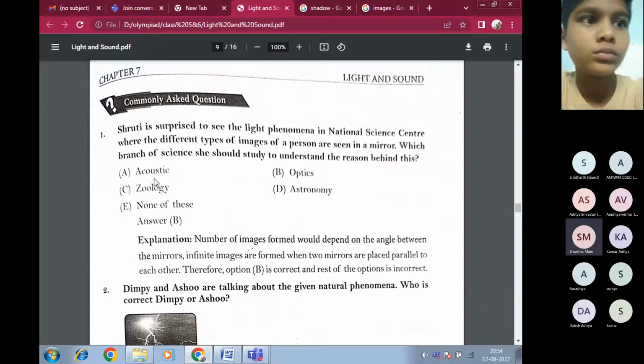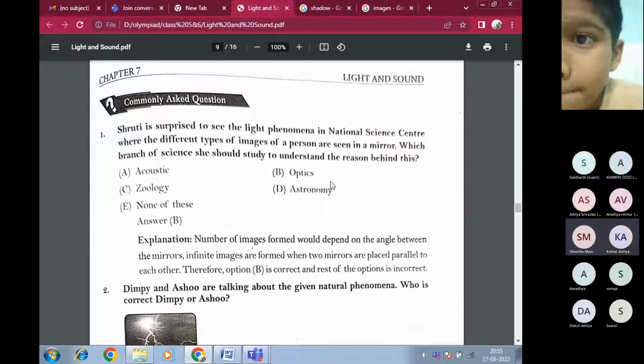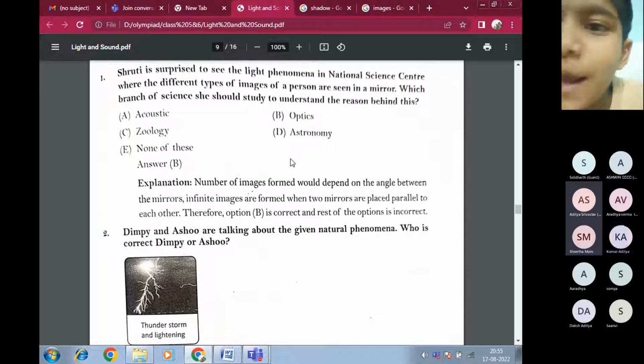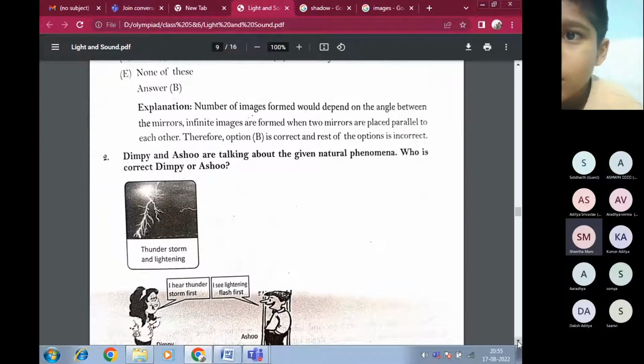Acoustic is about sounds. Zoology is about, anybody? Animals. Study of animals. Astronomy is about astronauts and space, about the space things, anything related to space. What is acoustic? Acoustic is about sounds.